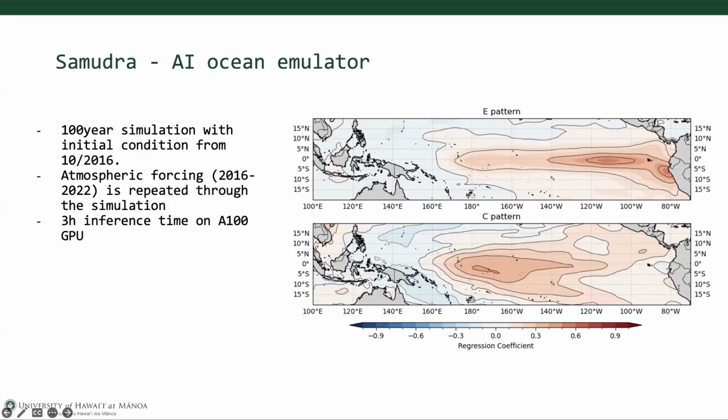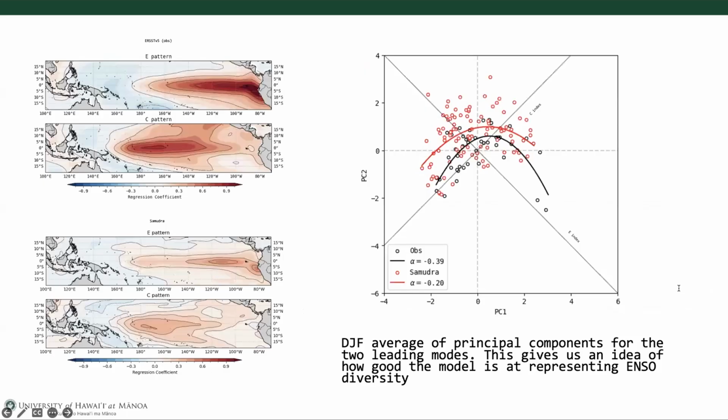Just to compare, this took 3 hours of inference time on an A100 GPU. If we were to do the same simulation with a numerical weather prediction model, it would have taken days, if not weeks, which is the main advantage of this. But there are also some caveats, which is what we are getting at here.